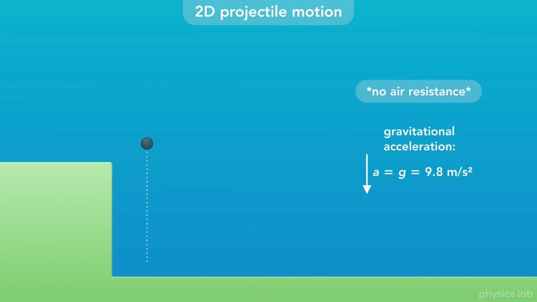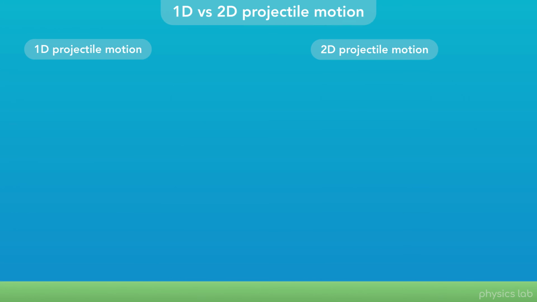If we ignore air resistance, an object always falls at the same rate due to gravity, 9.8 meters per second squared. So a ball that's launched horizontally will hit the ground at the same time as a ball that falls straight down. So what's different about 2D projectile motion that we haven't already covered? In 1D projectile motion, an object moves in the y direction and it doesn't move sideways. The initial velocity is also the initial y velocity. The velocity in the x direction is 0.